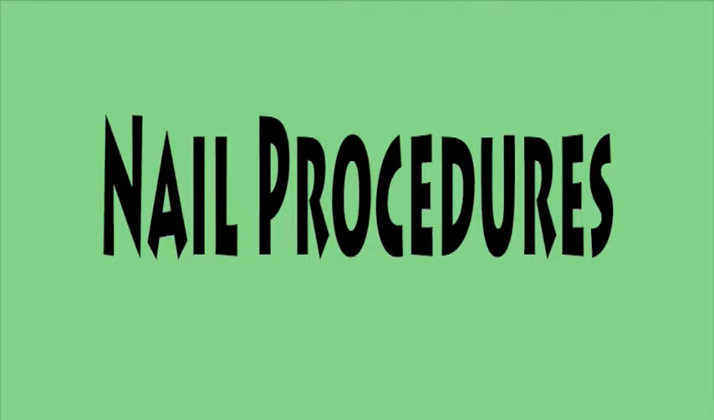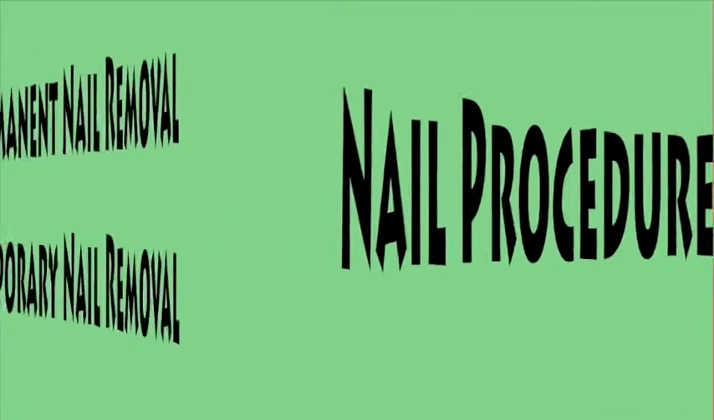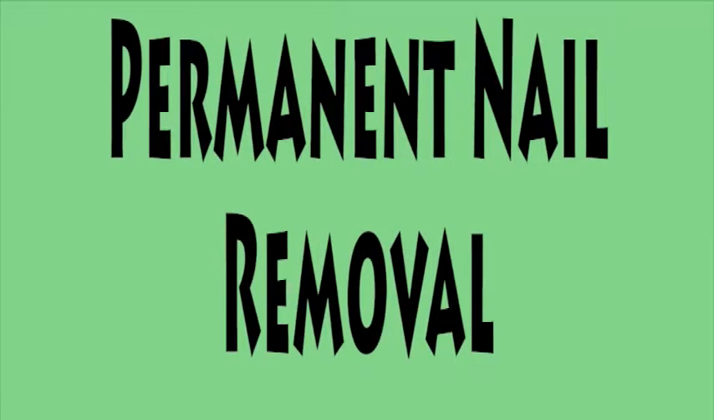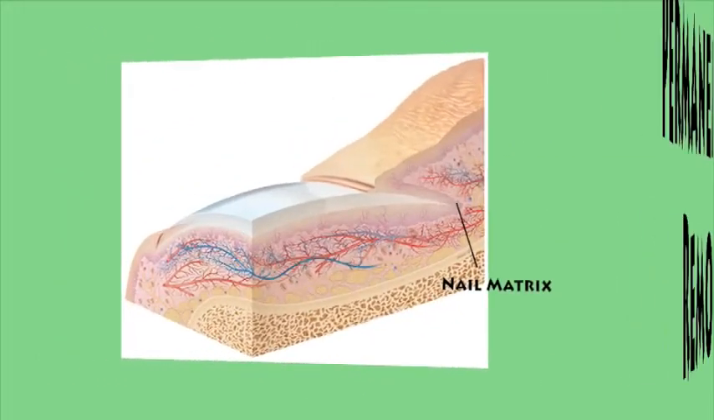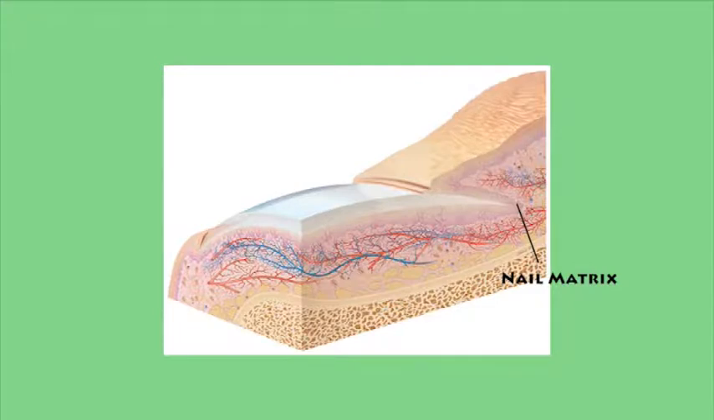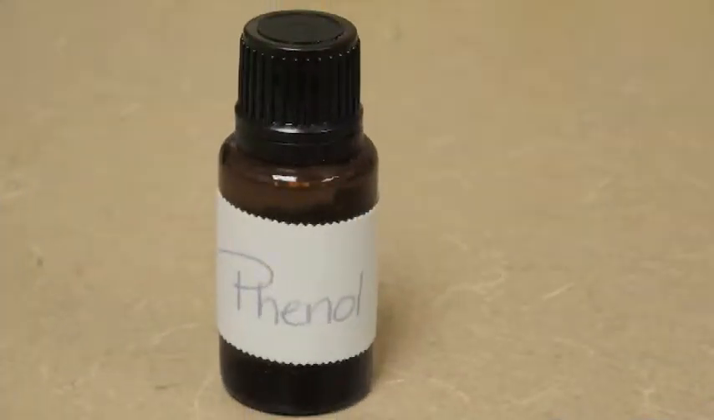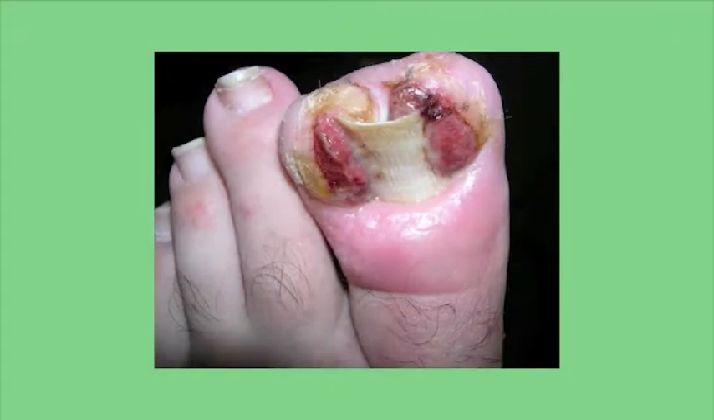Within the office, there are 2 types of nail procedures that are common: the permanent and temporary nail removal. The permanent nail removal is also called a matrixectomy. The matrix is commonly referred to as the nail bed and is where the nail grows. By destroying the matrix using a chemical named phenol, nail cannot grow. This is the purpose of a matrixectomy. It's common to use it to treat ingrown nail borders or thick, painful nails that will not grow correctly. Patients find that living without a nail is much more pain-free than living with an ingrown nail.